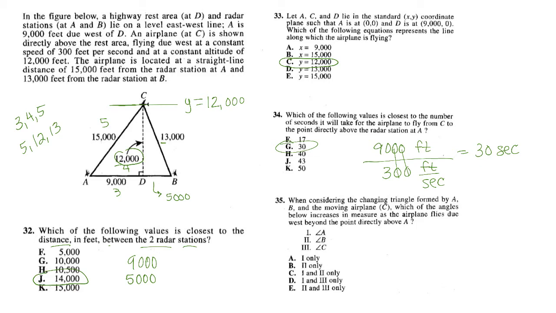Okay, and number 35, when considering the changing triangle formed by A and B and the moving plane C, which of the angles below increases in measure as the plane flies due west? Now keep in mind due west, that direction. So it looks like the only angle that's going to be changing there would be angle A. That angle is definitely getting larger.